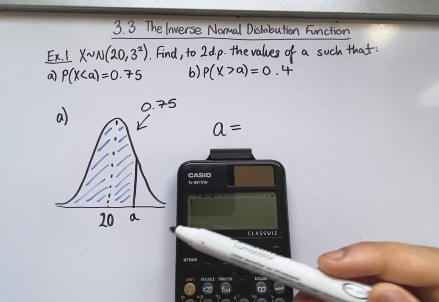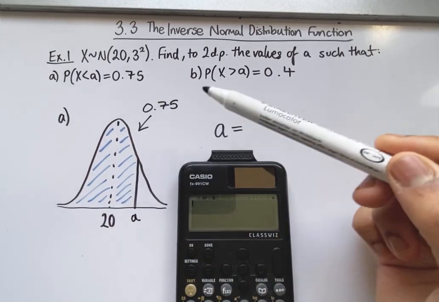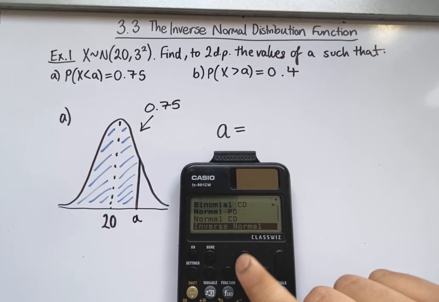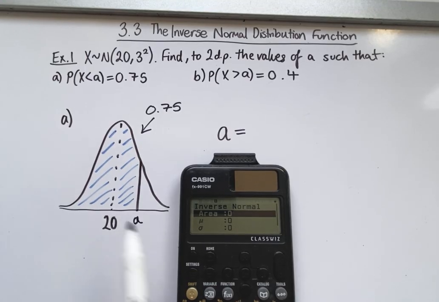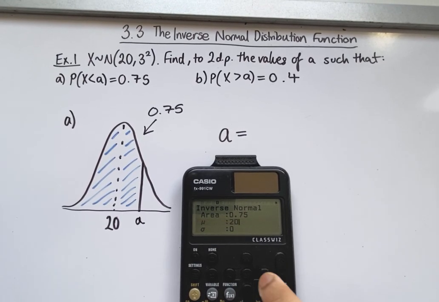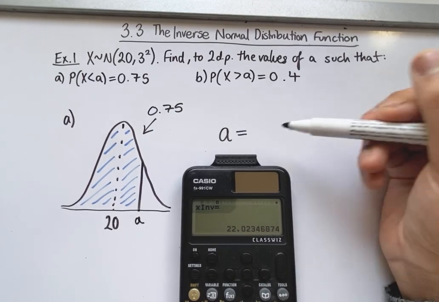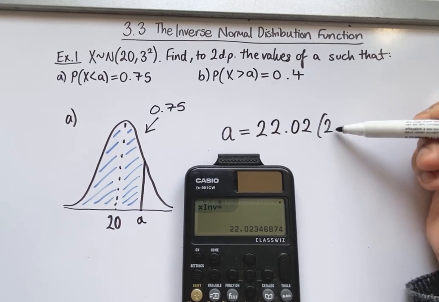We want to find the value of a such that the probability that X is less than a is equal to 0.75. On our calculator, we're going to go to distribution, then to the inverse normal function. Now we know the area up till this point is 0.75 and the mean is 20 and the standard deviation is 3. This gives us a value of a as 22.02 to 2dp.